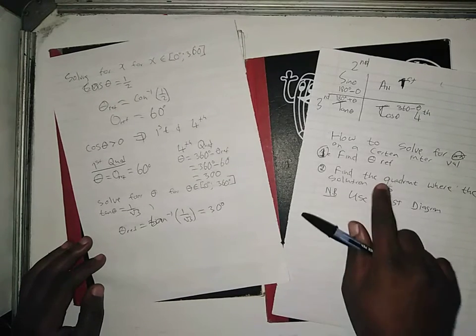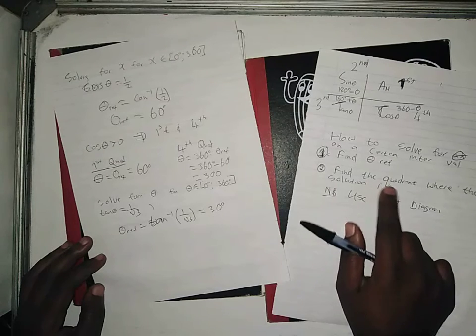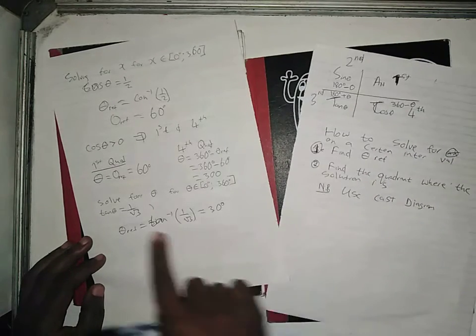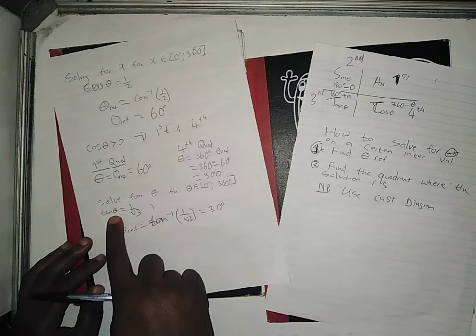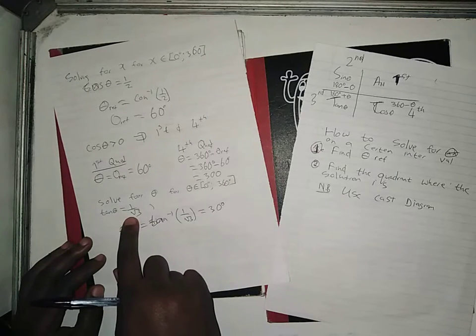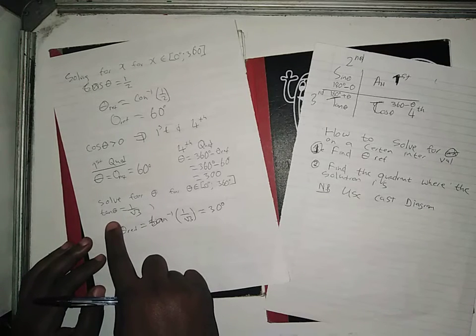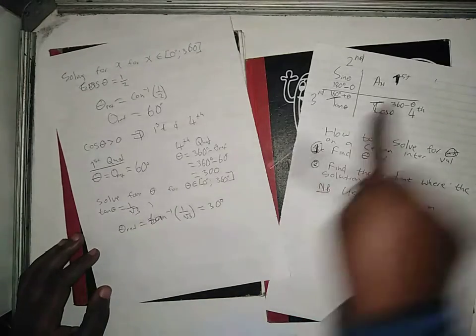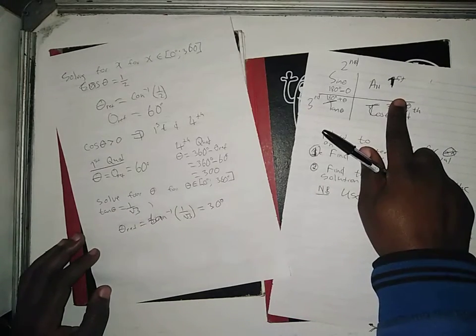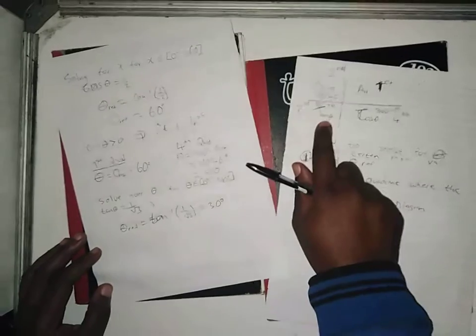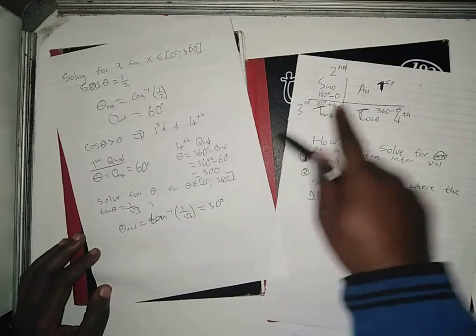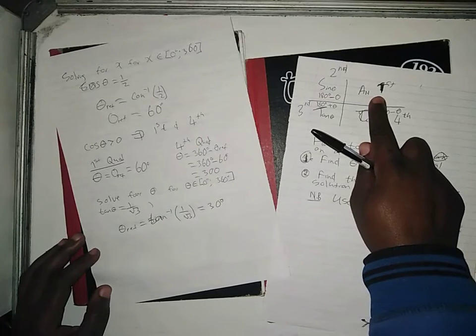Okay, and then you must find the quadrant where the solution is. So how do you find that? You look at what you have here. You've got tan theta is equal to 1 over root 3. So tan theta is positive here. Tan theta is positive where? Go back to your cast diagram. Okay, tan theta is positive here, can you see? Here is where it is 180 plus. Okay, and then where else? And in the first quadrant.